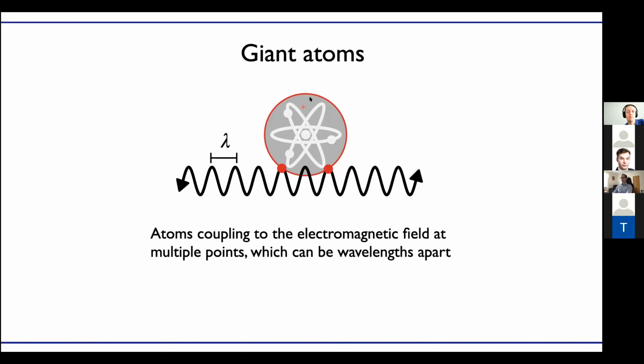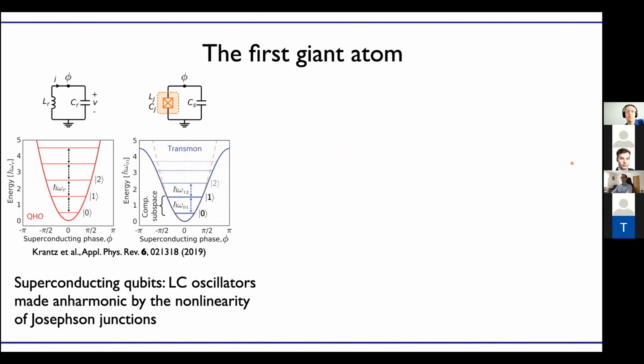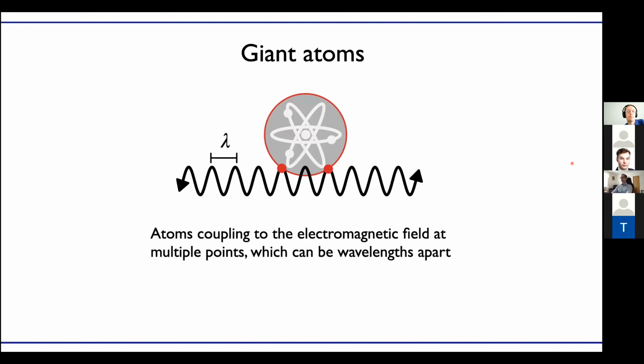But it turns out you can make these atoms that couple at points where each point is small, but you're coupling at multiple points that are far apart. And this gives some interesting interference effects, basically, the fact that you're coupling at multiple points, wavelengths apart. The reason people hadn't really looked into this theoretically, I think, was that there were no experiments even close to this regime until a few years ago.